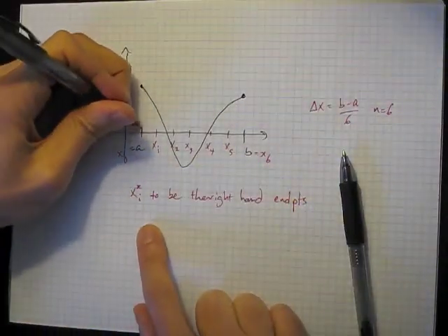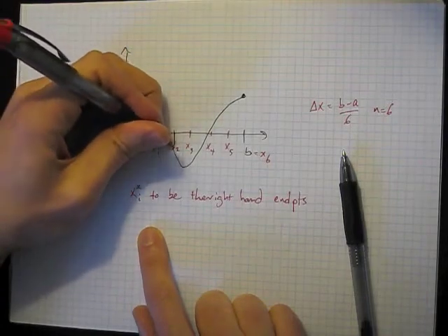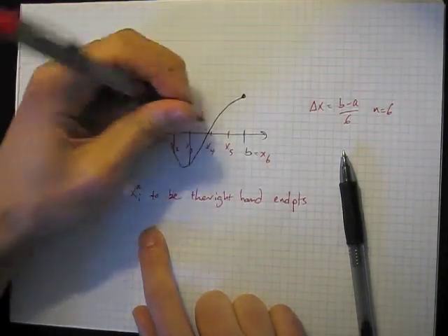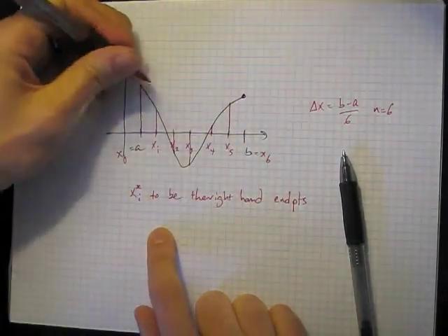And if I take the right-hand endpoints, then I map each of these to the graph, like so. And I'm going to form rectangles here.